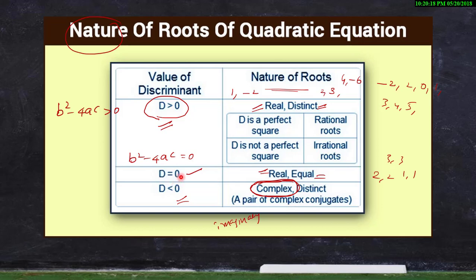And one more point: when D is greater than 0, we are getting real and different roots, and particularly if D is a perfect square, we'll get rational roots, and if not a perfect square, we'll get irrational roots like root 2, root 3. Means root of b square minus 4ac: if root 16 we get 4, or root 9 we get 3. If it is root 5, then root 5 is irrational, right? So that's what we are discussing here.